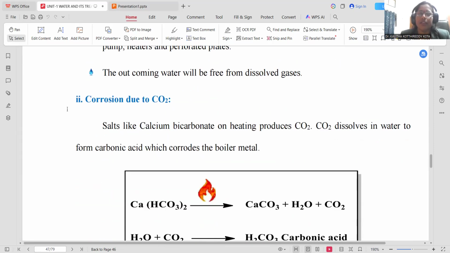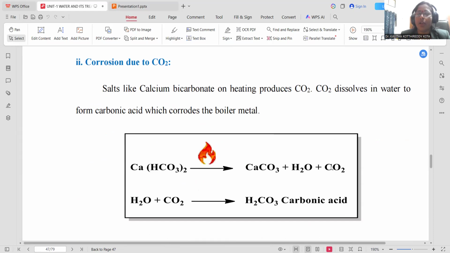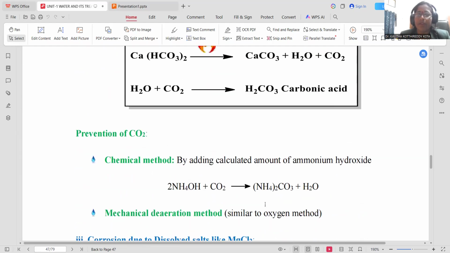Another cause of corrosion of the boiler is the presence of carbon dioxide. Salts like calcium bicarbonate present in the water will, upon heating, release carbon dioxide into the water. Calcium bicarbonate upon heating decomposes into calcium carbonate, water, and carbon dioxide. Carbon dioxide dissolves in the water to form carbonic acid. This carbonic acid accelerates the rate of corrosion, acting as an acidic catalyst, so the rate of corrosion will be amplified.